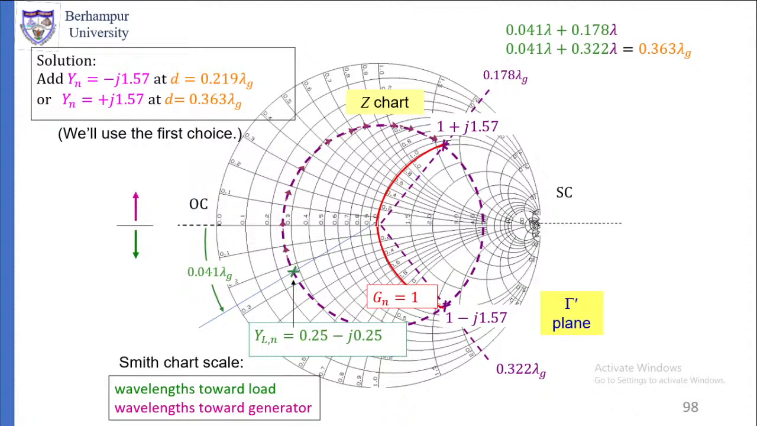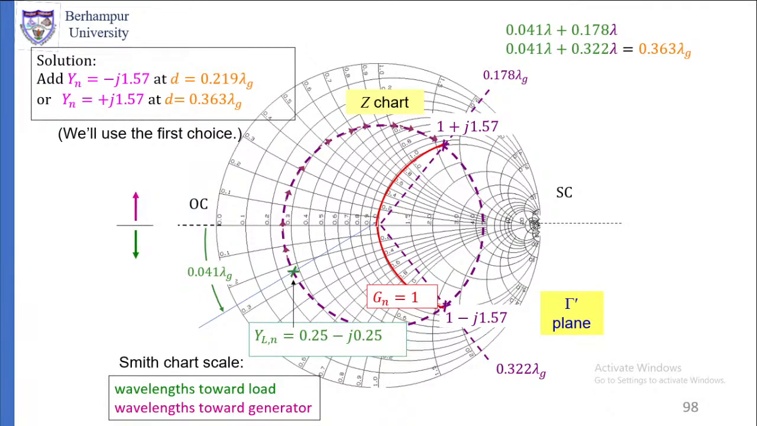Now look at the values, in terms of wavelength, of these points. Point number 1 is YLN. If you join the center of the Smith chart to the point YLN and extend it, that will meet the rim of the Smith chart at a point. From that point come to the open circuit end. The distance between the open circuit and that point is 0.041 lambda g. So that is the distance.